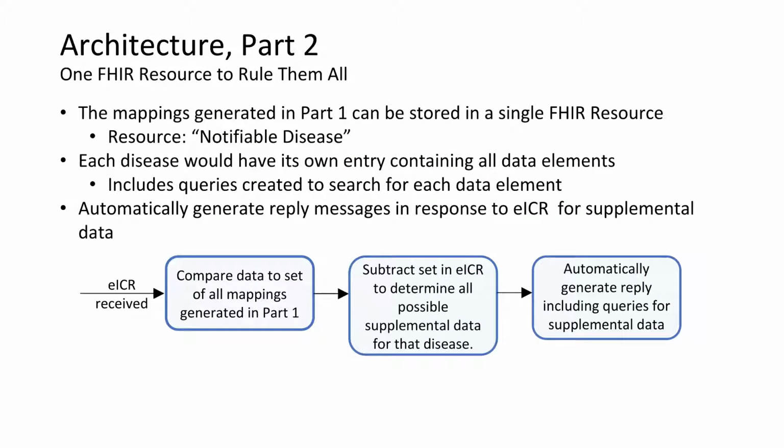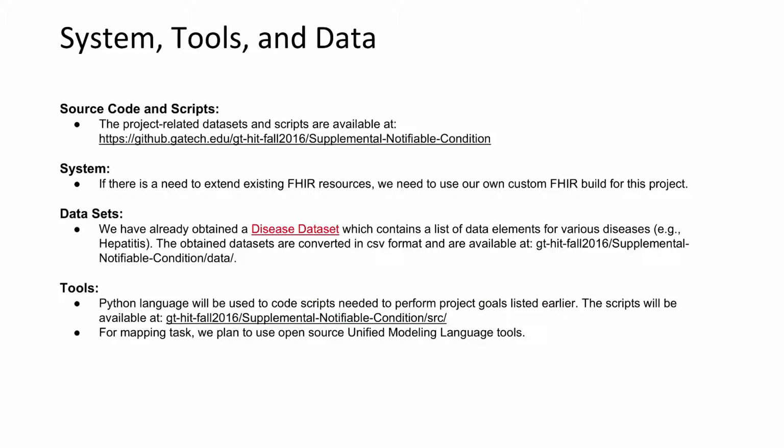process. The mappings generated in part 1 can be stored in a single FHIR resource, let's call it notifiable disease. Each disease would have its own entry containing all the data elements and queries to search for each data element. And we will automatically generate a reply message in response to eICR for supplemental data. The source code and scripts are available at the following GitHub URL.